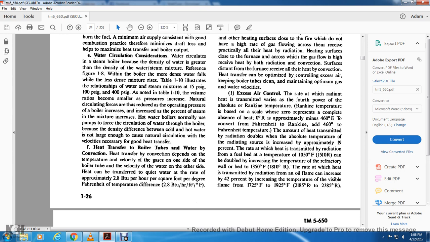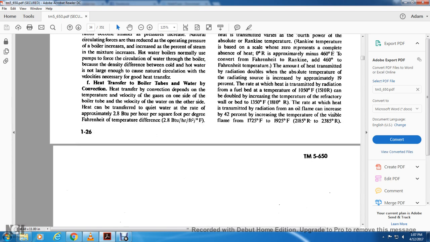The rate of heat transmitted by radiation from an oil flame can be increased 42% with the temperature of the visible flame at 1725 degrees Fahrenheit, or 1920 degrees Fahrenheit, or 2185 degrees radiating, and 2385 Rankine.